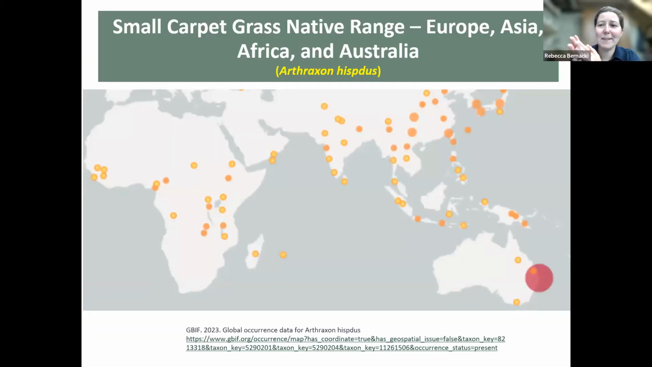Small carpetgrass actually has kind of an interesting native range when I looked into it. So the native range here is actually Europe, Asia, Australia, and Africa. I found a lot of information about controlling this species from Australia. We have a lot of invasive species here, and not a lot of them come from Australia, so that was kind of fun to learn.